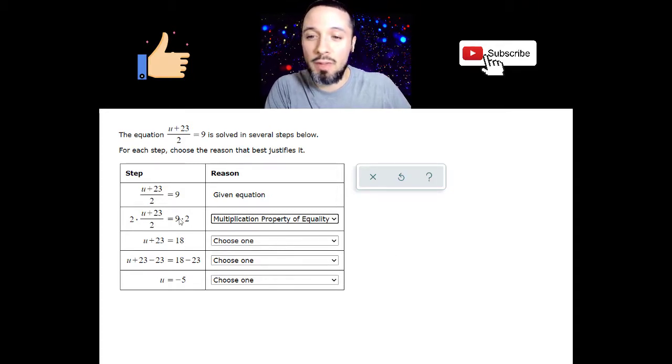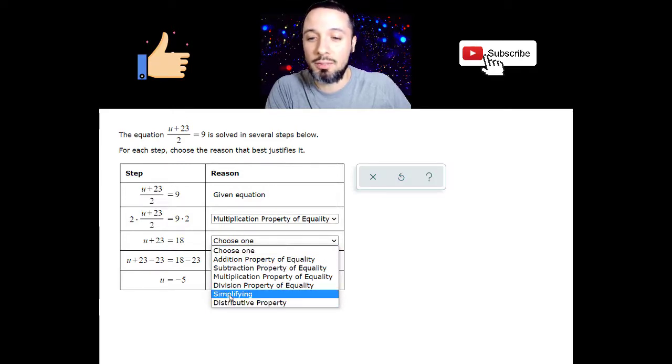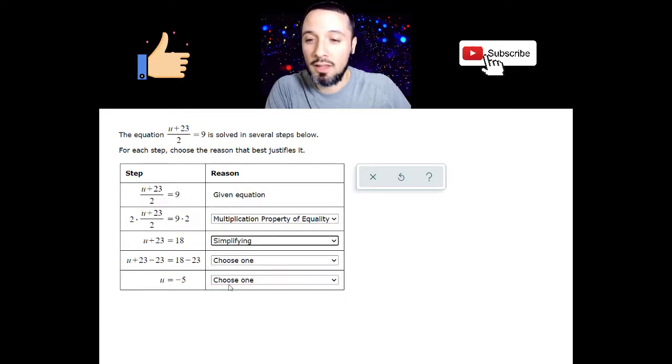Alright, next step. So after they multiply both sides by 2, what did they do to get to the next step? And you can see, like on the right side of the equation, they got 18. How did they get 18? Well, they just multiplied 9 times 2. So this is called simplifying. So I would choose the step here, simplifying. And on the left side, you could also see similar reasoning. When they multiplied by 2, 2 times u plus 23 over 2, the 2's reduced to 1 over 1. So that's why they were left with only u plus 23.